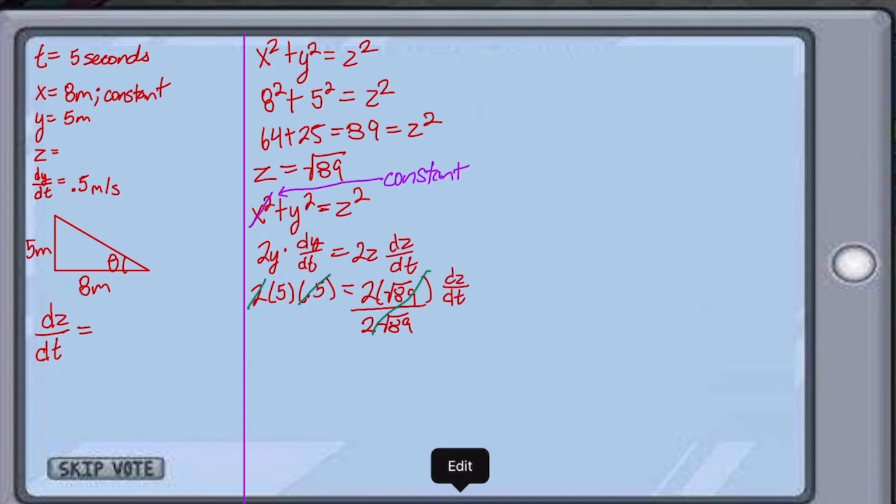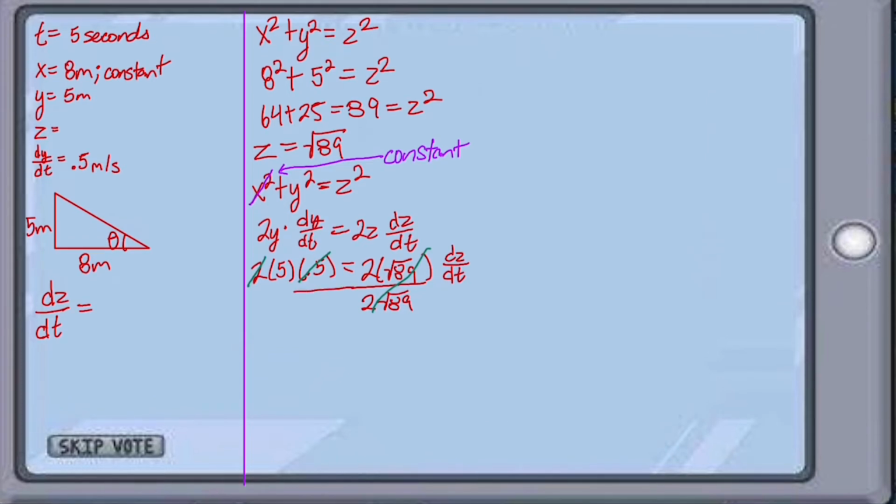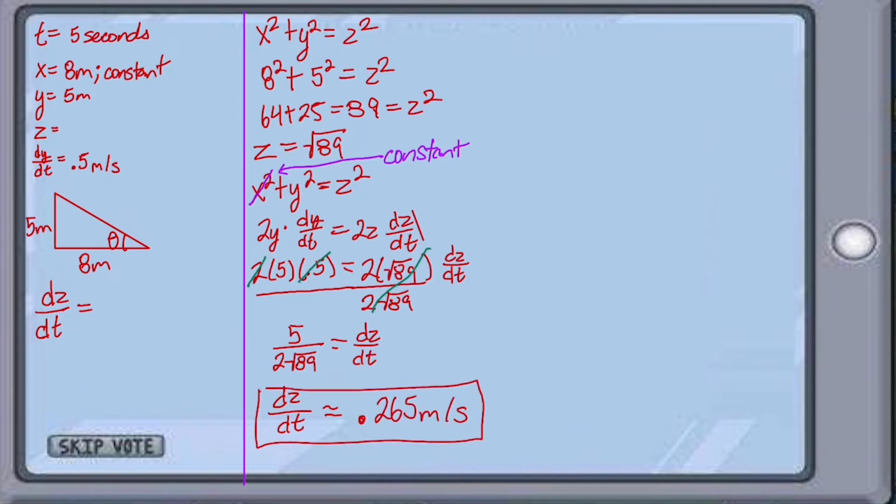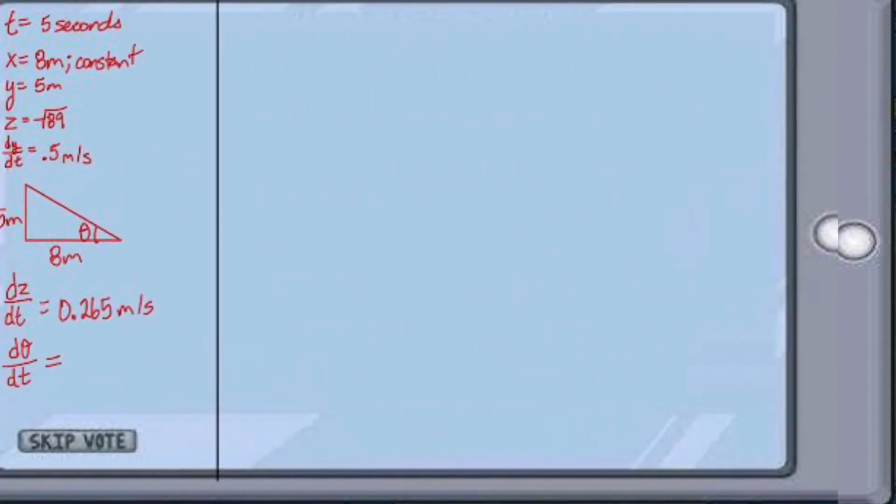And so then we have to isolate dz over dt, so we divide both sides by 2 times the square root of 89. And so then we end up with 5 over 2 times the square root of 89 equals dz over dt. And so dz over dt is approximately 0.265 meters per second. So we find that our triangle is closing at 0.265 meters per second.